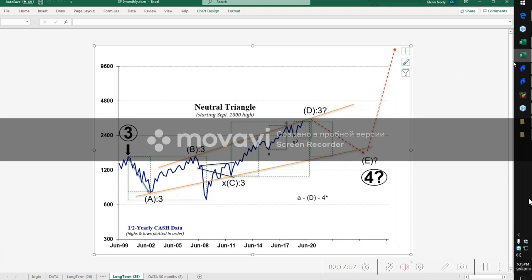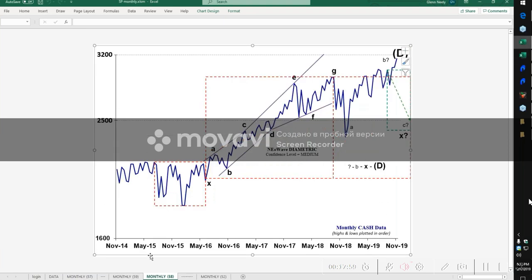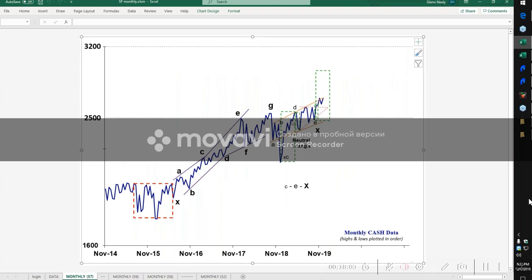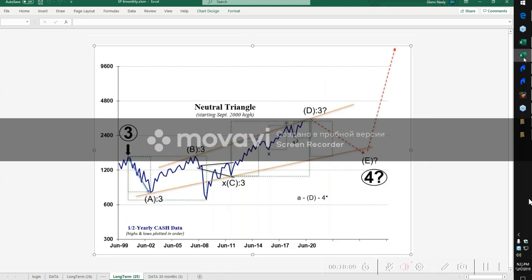So the, it's not drawn on here. Let's see. Yeah, here it is. Okay, so here is the neutral triangle pattern that's of a smaller scale that's very similar to the neutral triangle that began at the high in 2000. So the high in 2000, this whole thing has been drifting upward for 20 years.